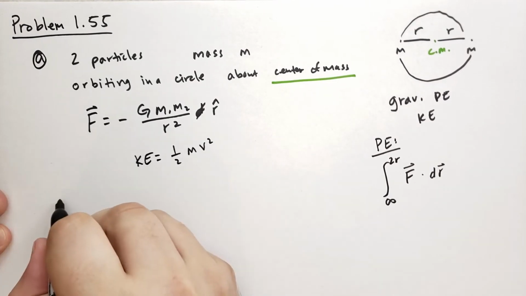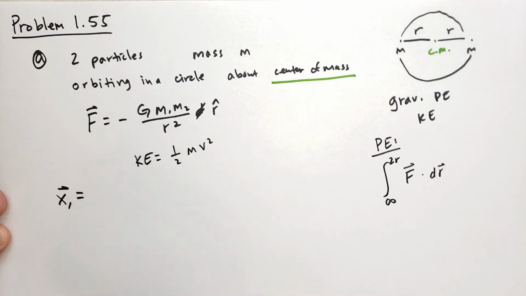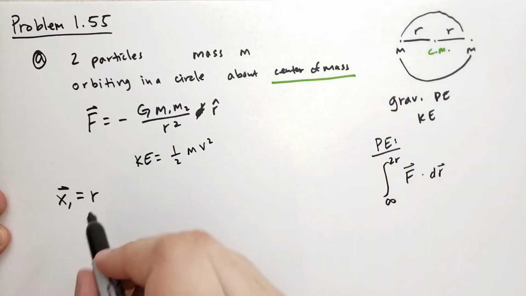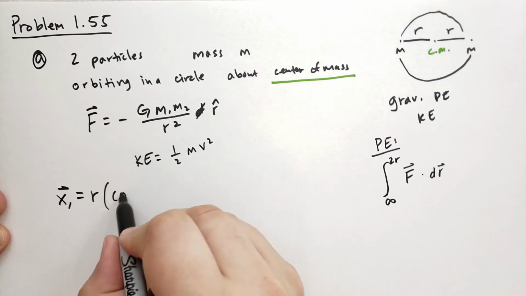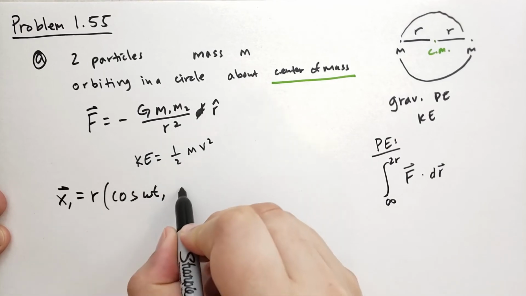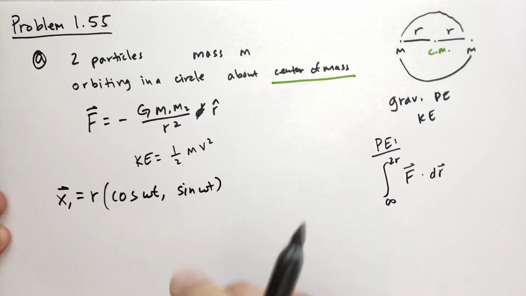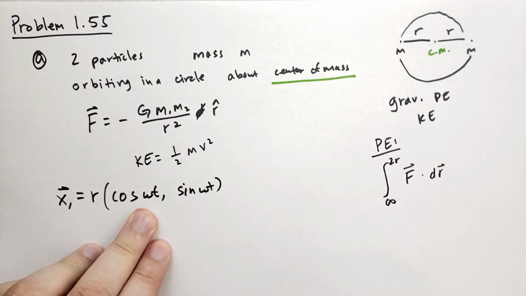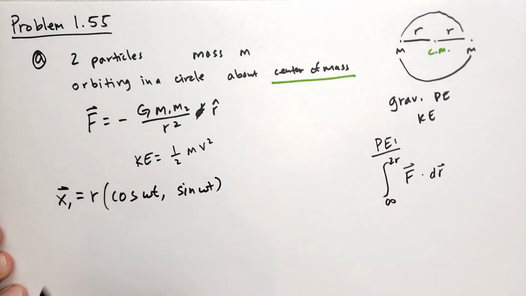All right, so first thing I said was we have the position of one of these particles. It's going to be at a distance r. I'm using 0, 0 as the center of mass. And I'm going to say this has cosine omega t and sine omega t for its x and y coordinates. Why did I choose omega? I just needed a symbol, so I chose omega because it seems cool.